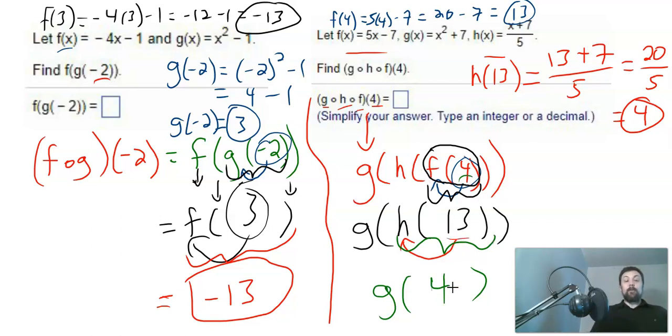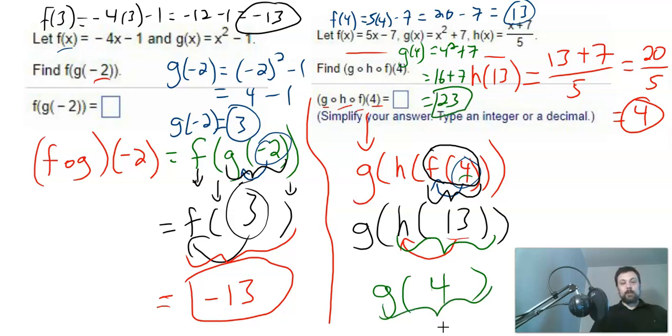Right? Now I want to find g of 4. So I'm going to take g, I'm kind of out of room here, but g of 4 is going to be 4 squared plus 7. That's going to be 16 plus 7, which is 23. And so, again, replace the function notation with what it's equal to, which is 23. And since there's no other functions for me to plug numbers into, we're done.